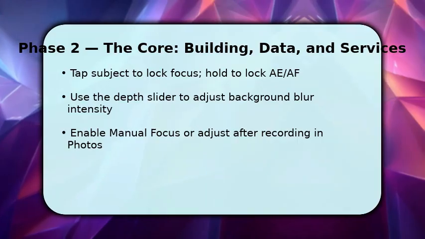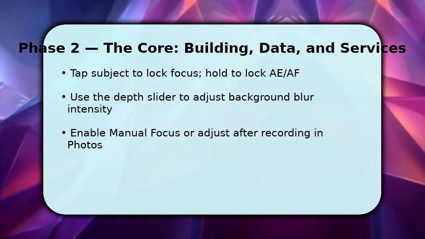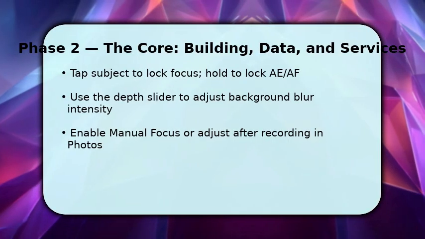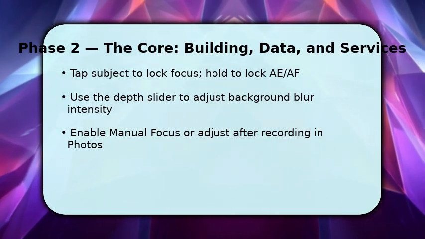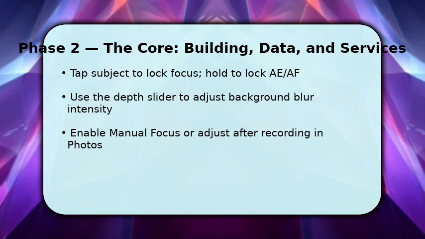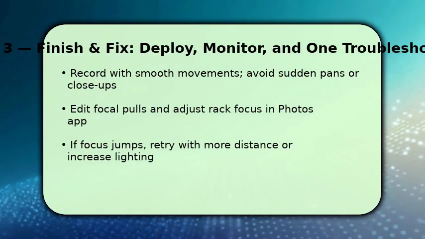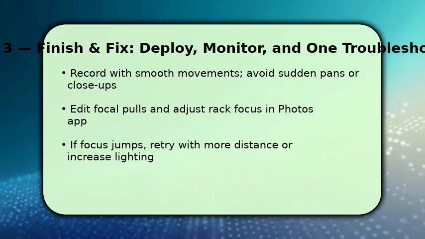If you prefer precision, switch to manual focus for fine adjustments, or plan to refine focal points later in photos. Cinematic mode saves focus metadata for post-editing. You record with smooth, deliberate camera moves. Slow pans and steady push-ins create natural focal pulls.